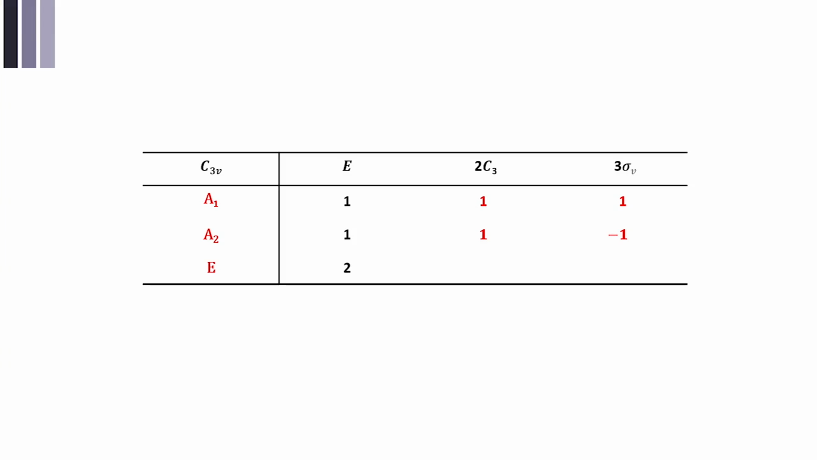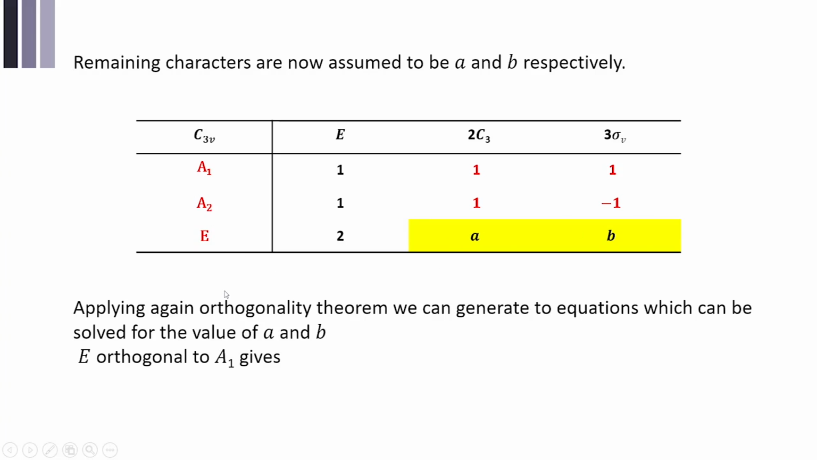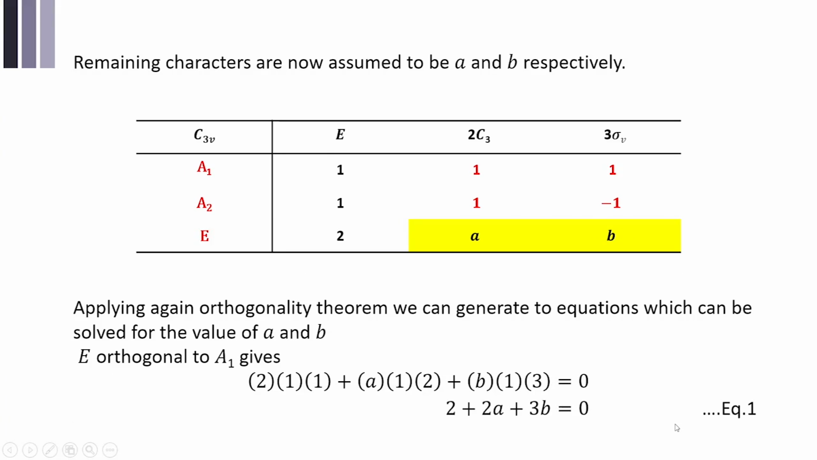Incorporating them in the A2 row, we have this. Now there is the question of finding the rest of the characters, and that can be done by assuming the values A and B. To obtain them, E must be orthogonal to A1 and E must be orthogonal to A2 also. So we get two simultaneous equations, and by solving them we can get the values of A and B. When E is orthogonal to A1, we get 2 into 1 into 1 plus A into 1 into 2 plus B into 1 into 3 equal to 0. Clearly, this equation is 2 plus 2A plus 3B equal to 0.